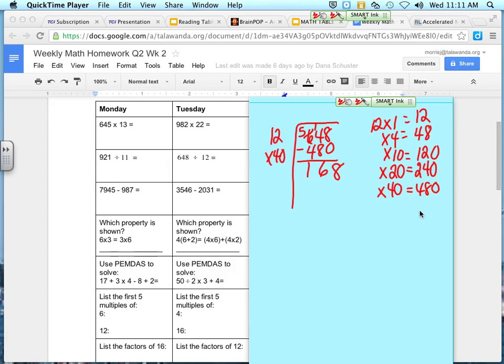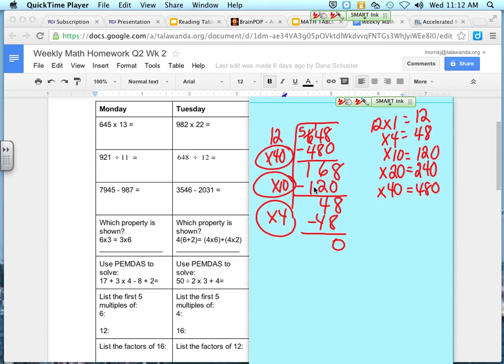What multiple is going to get us closest to 168, Ben? Times 10, which is 120. When I subtract, I'm left with 48. How many 12s will go into 48? Courtney? Times 4, which is 48. When you subtract, you're left with nothing. And how many groups did it take? 54, right on. Good job.